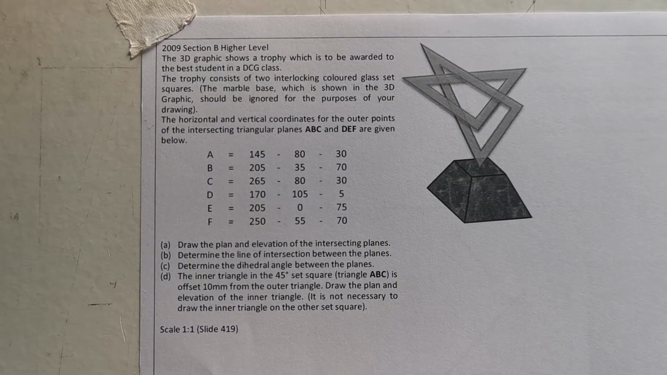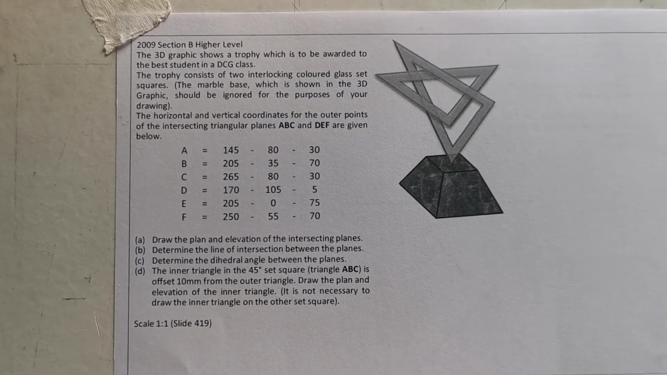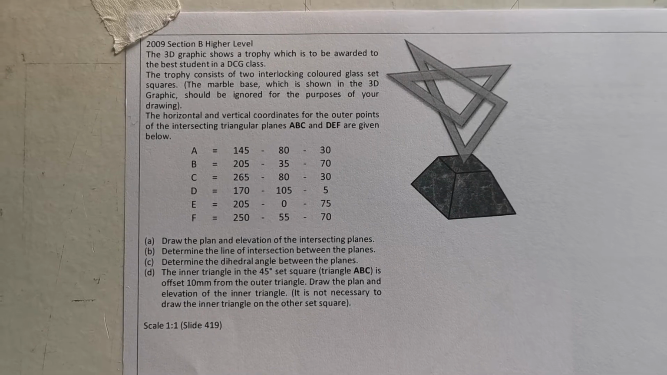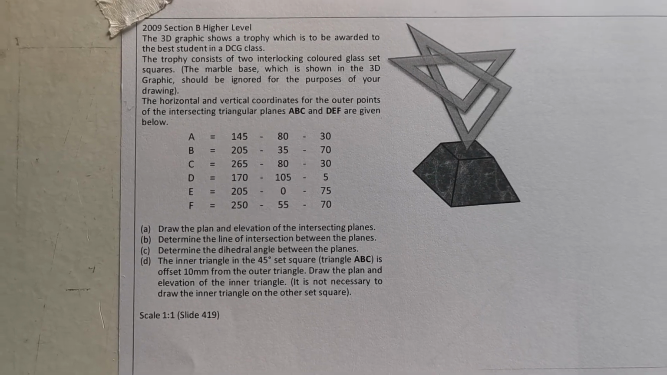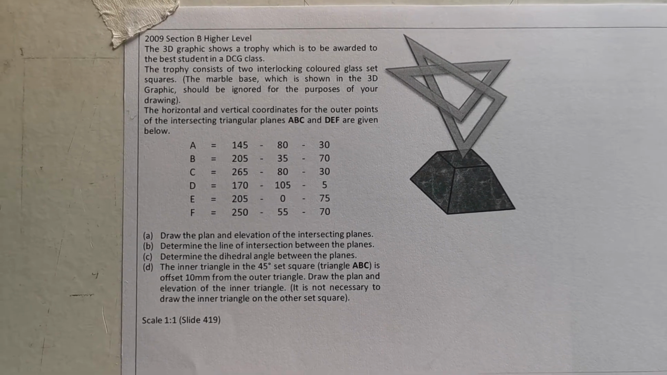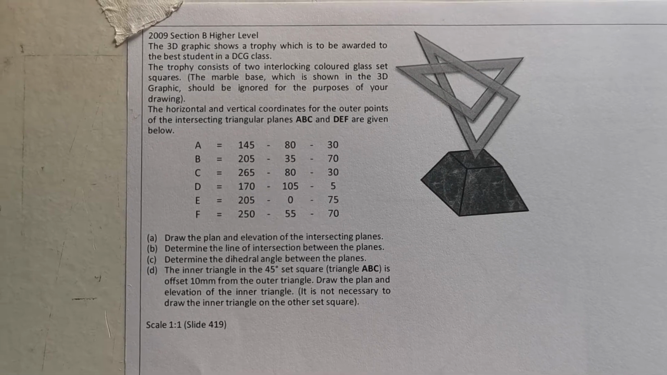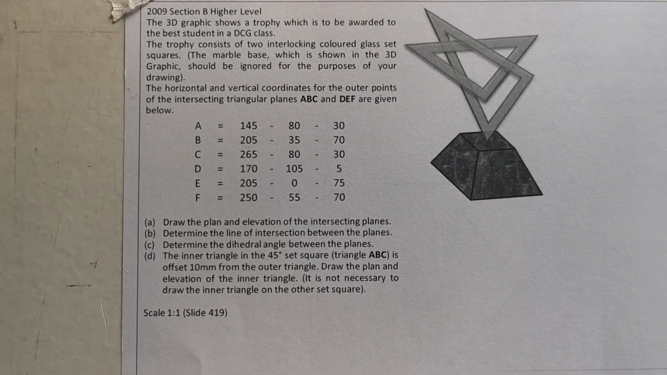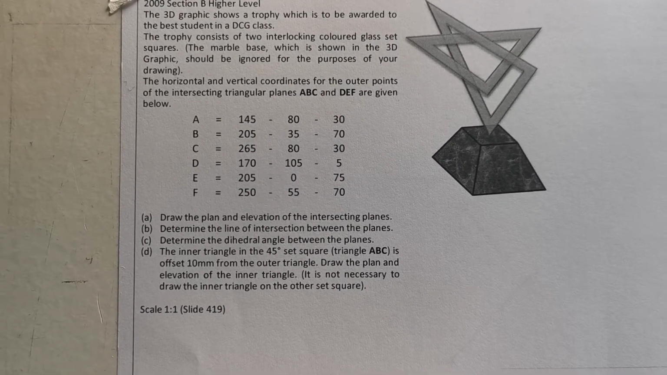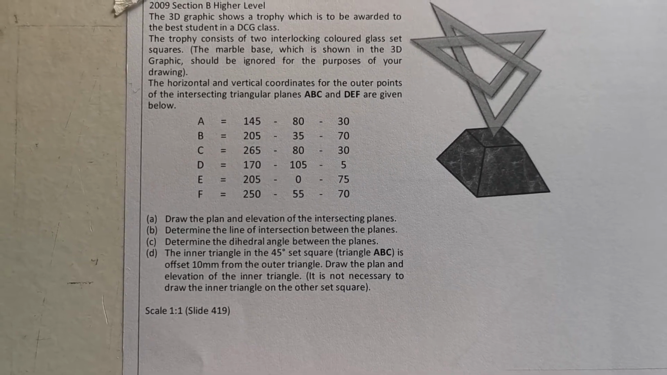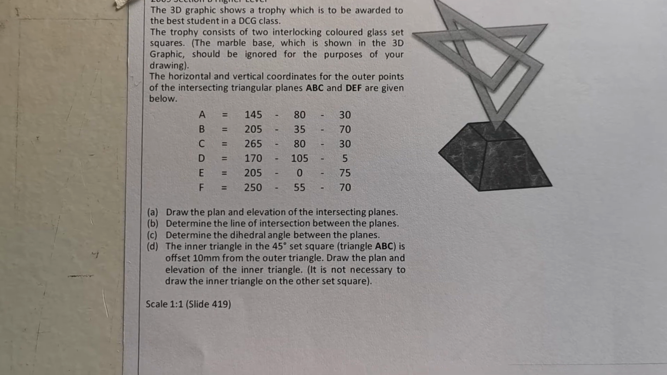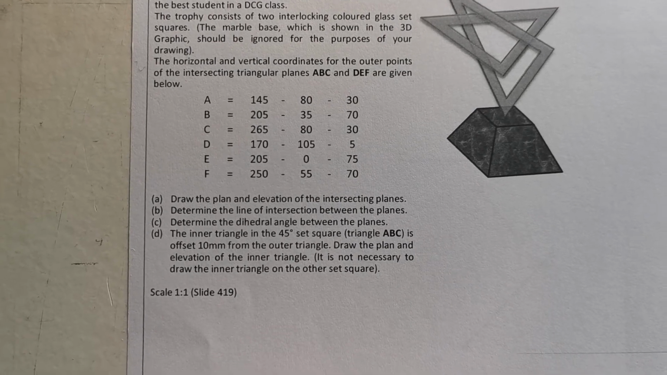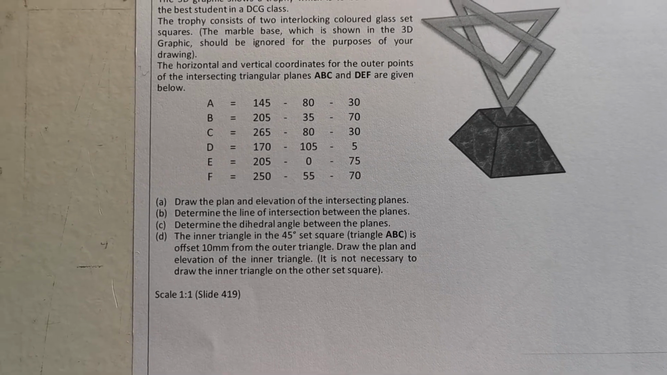Okay guys, next question we're going to take a quick look at here on the channel is the 2009 intersecting planes. So tricky enough last part of this question, so we'll just set it up here. Let's look for the plan, elevation, line of intersection, dihedral angle, and the hole that's cut out 10 from the edges. That was a bit trickier than it might have looked.